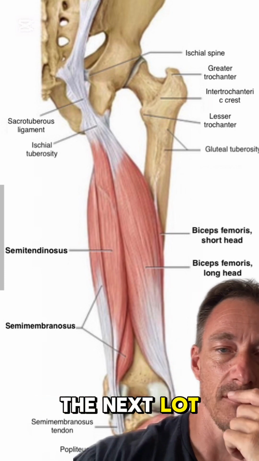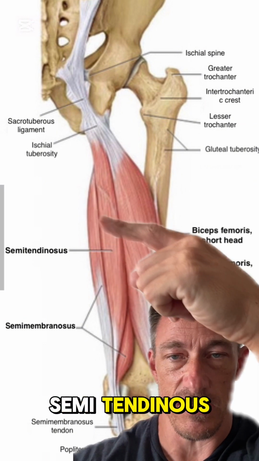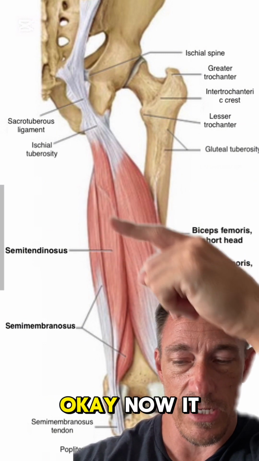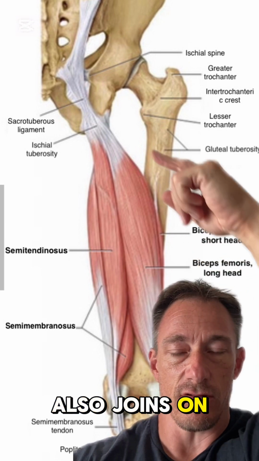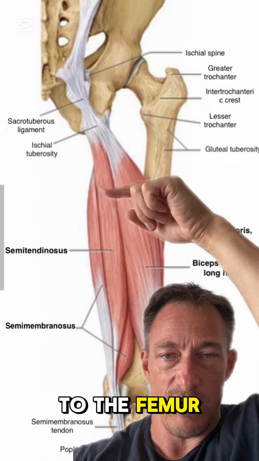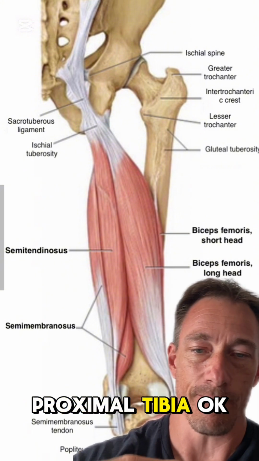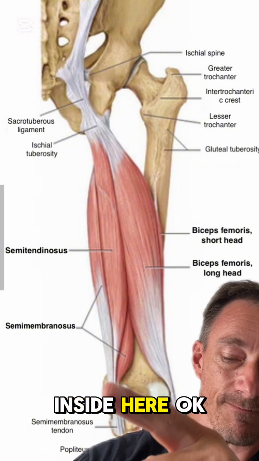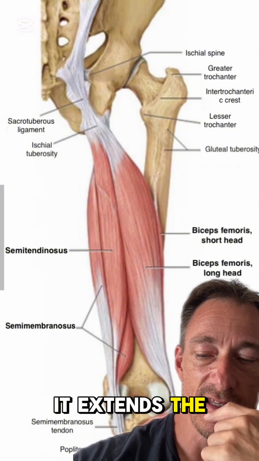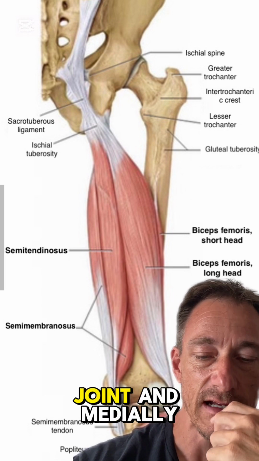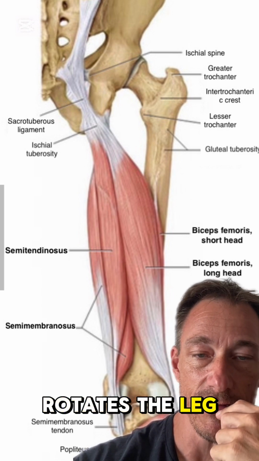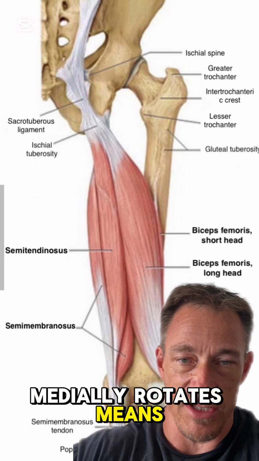Now, the next muscle we've got is the semitendinosus. You can see that one here. It also joins onto the femur and the medial surface of the proximal tibia, so on the inside here. It extends the hip joint, flexes the knee joint, and medially rotates the leg. Medially rotates means turns inward.